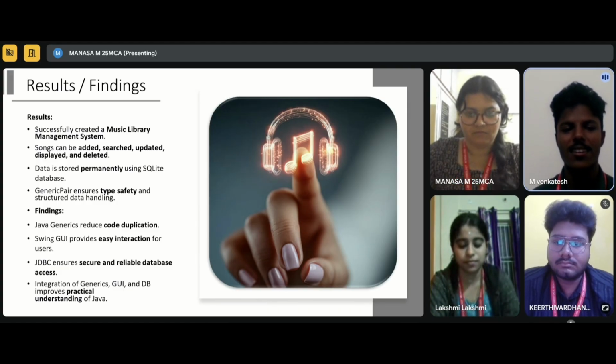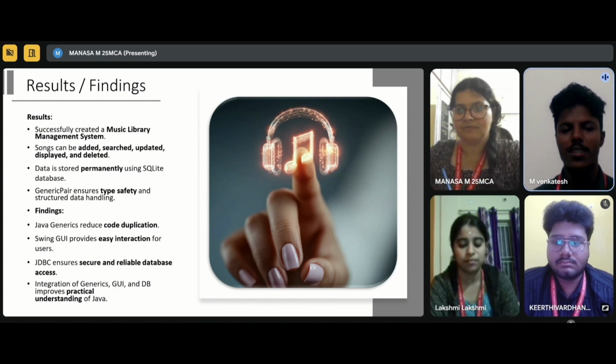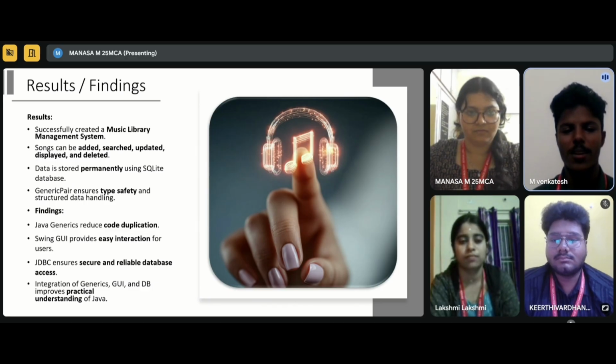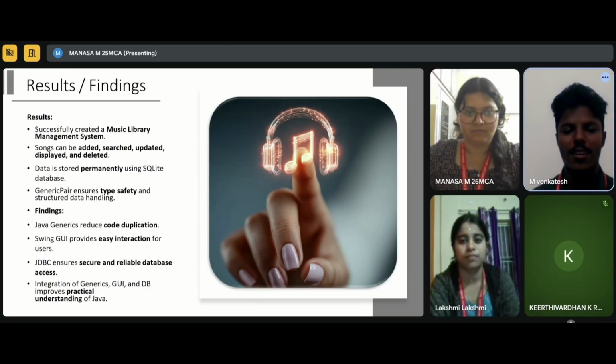Findings: Java generics reduce code duplication. Swing GUI provides easy interaction for users. JDBC ensures secure and reliable database access. Integration of generics, GUI, and database improves practical understanding of Java.